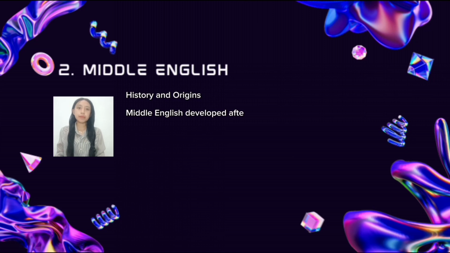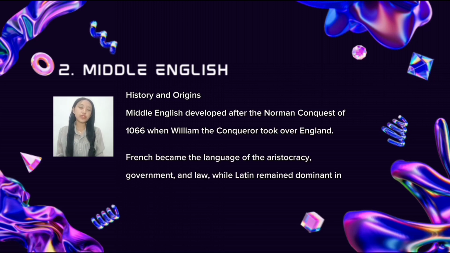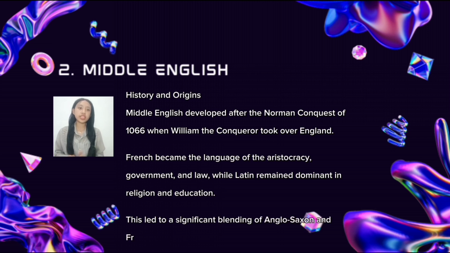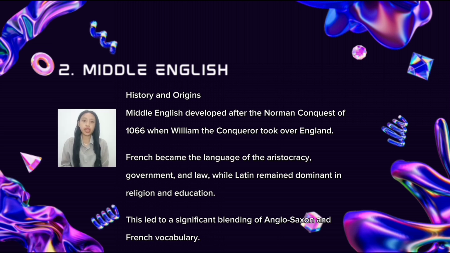The second is Middle English, history and origins. Middle English developed after the Norman conquest of 1066 when William the Conqueror took over England. French became the language of the aristocracy, government, and law, while Latin remained dominant in religion and education. This led to a significant blending of Anglo-Saxon and French vocabulary.